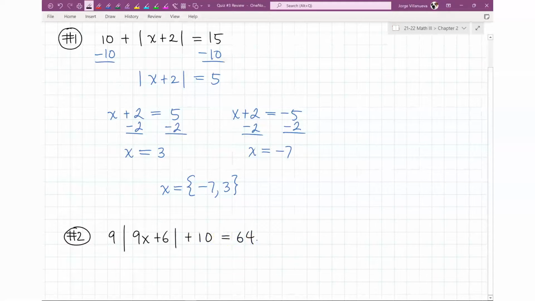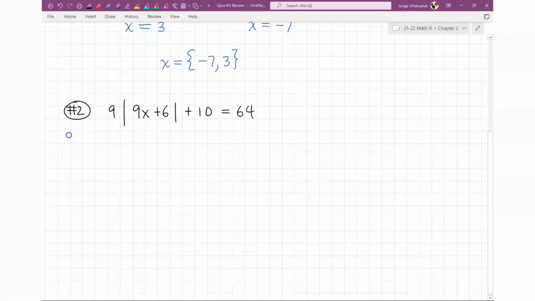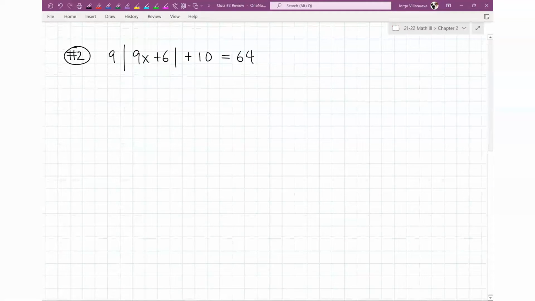So this is probably going to be the type of question that would be the hardest one to do on your quiz, okay? Something like this would be the hardest one to do. All right, so we're going to subtract 10, right? Let's get rid of that plus 10 on that side. So let's subtract 10 minus 10. So I get 9, absolute value of 9x plus 6 is equal to 54.